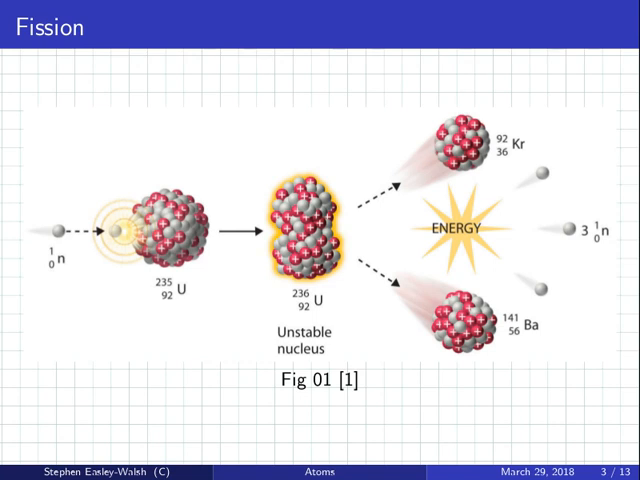This is an example of fission, where you split a heavy uranium into two lighter elements, and some neutrons break off as well. Note this as an example. You don't have to draw the picture, but you should at least write down what happens. So a neutron plus a uranium becomes Kr plus Ba plus three neutrons. Can you see that? 1 0 n plus U-235 becomes 92 Kr plus 141 Ba plus three neutrons. Example of fission.